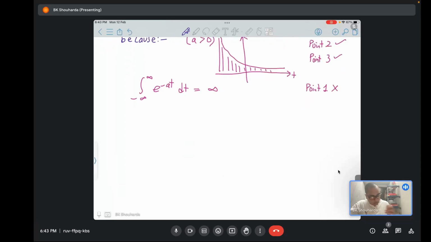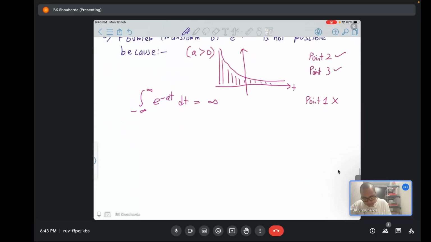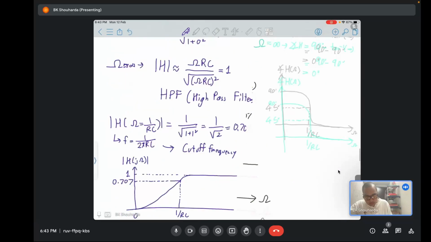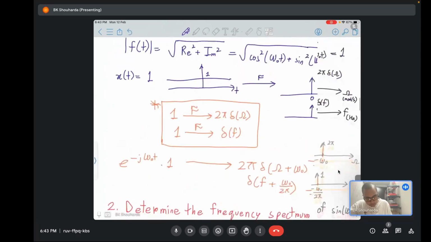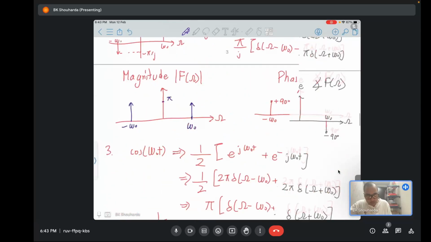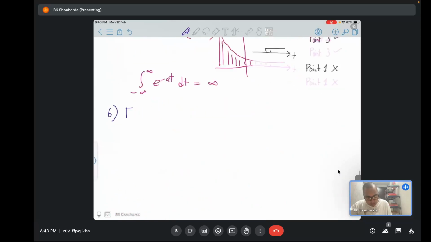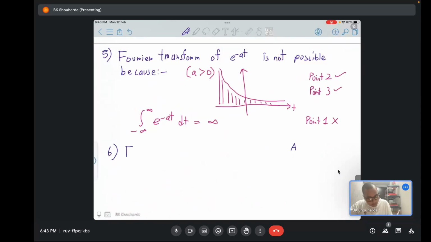Now, I mentioned also that for the signal 1, the Fourier transform is 2 pi delta omega. So for any magnitude a, the Fourier transform will be 2 pi a delta omega. Just as a point of revision.